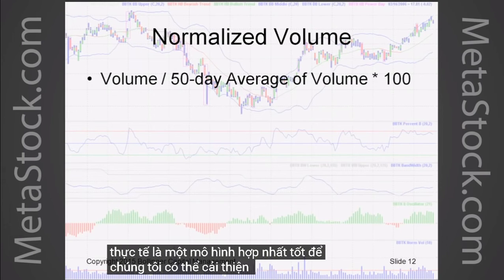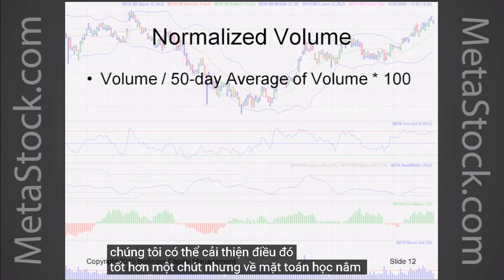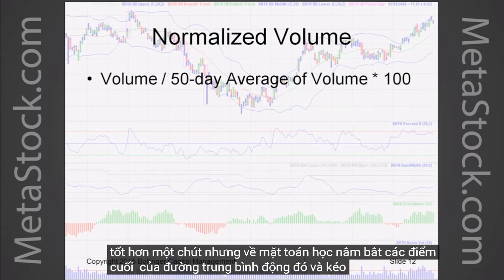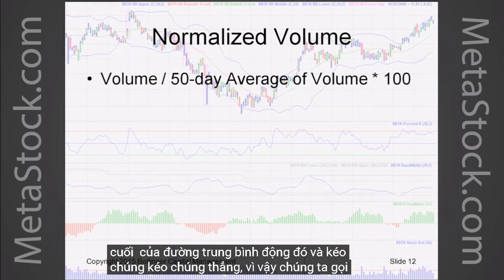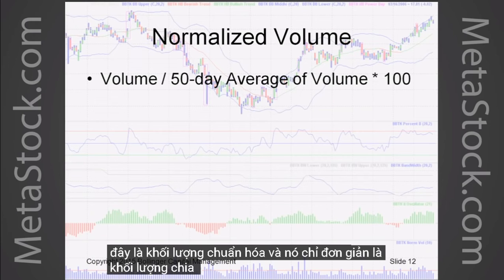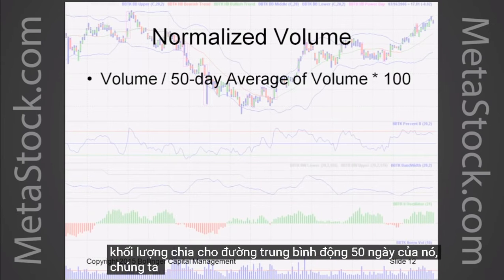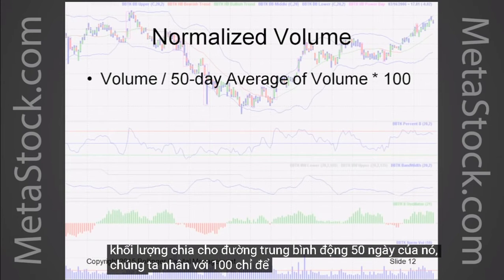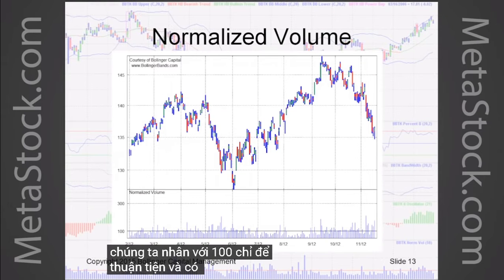So we can improve upon that a little bit better by mathematically grabbing the ends of that moving average and pulling them straight. So we call this normalized volume, and it's simply volume divided by its 50-day moving average. We multiply by 100 just for convenience sake. And that looks like this.